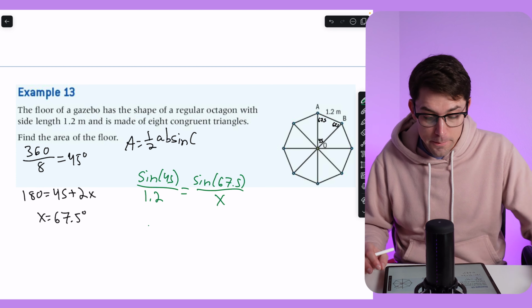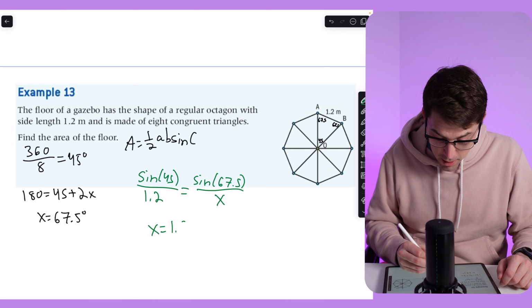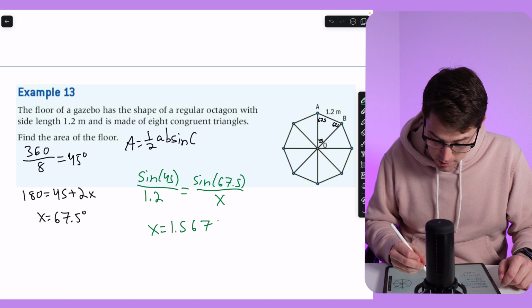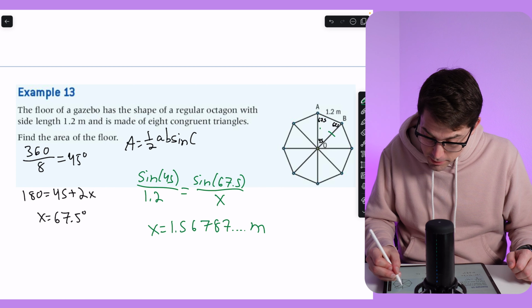put that in my calculator, and get the answer. And what you will get is kind of a run-on number. You'll get 1.56787... meters. Okay, that's going to be the length of both of these sides here.